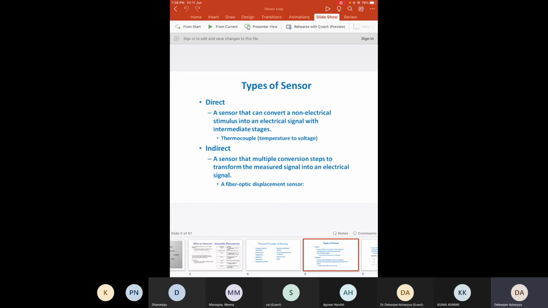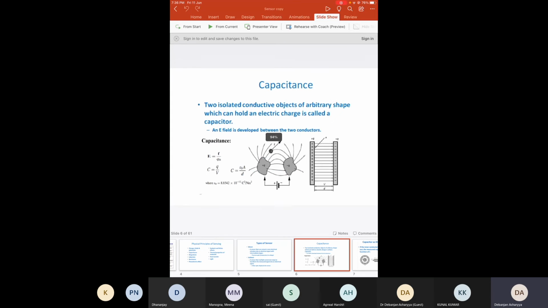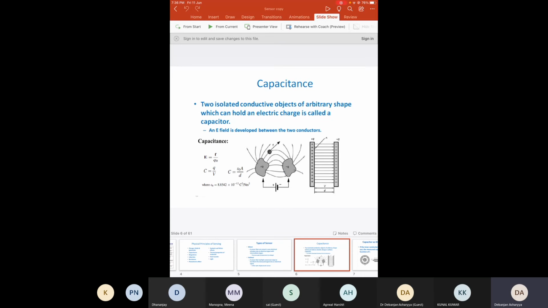And there is the passive sensor. A passive sensor means you have to provide external voltage or current sources, that is the power source, to measure the stimulus. On the other hand, active sensors like the thermocouple don't need any external power source like a battery or voltage source to operate.